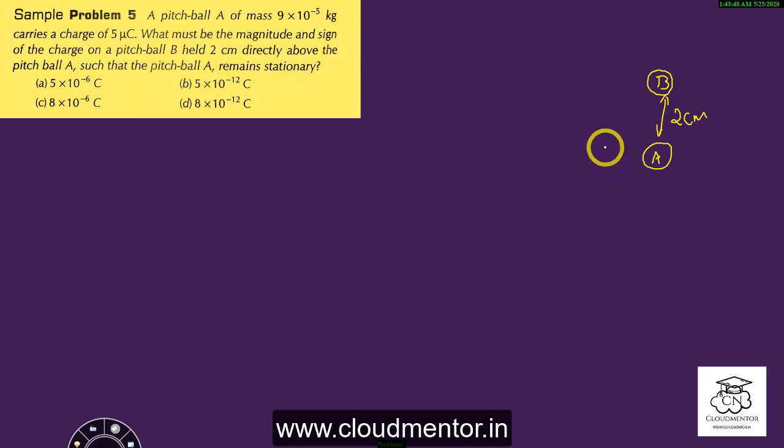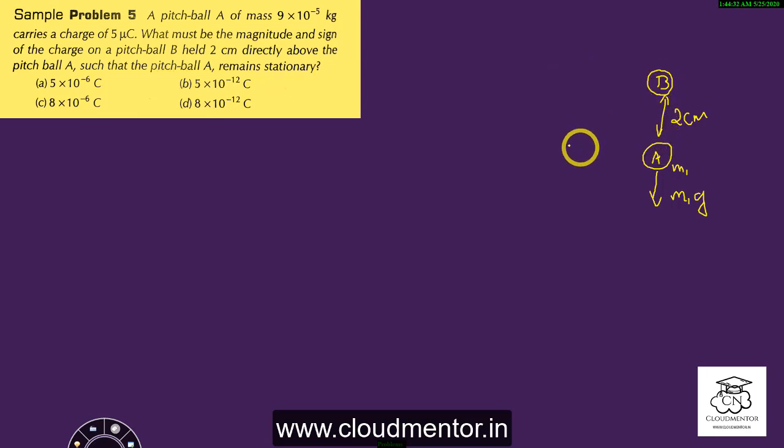So here we know that for a pith ball having a definite mass of 9 multiplied by 10 raised to minus 5, the weight will act downwards. That is, if the mass of pith ball A is given as m1, then m1g, the weight of the pith ball A, will act downwards. So in order to keep A at the stationary position, some force must act upwards. That force must be given by the force of attraction between A and B. So the nature of the charges of A and B must be opposite.